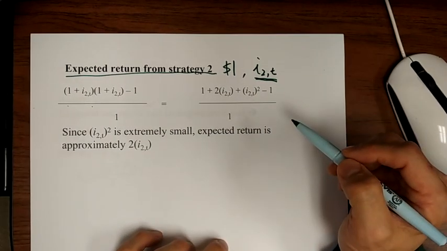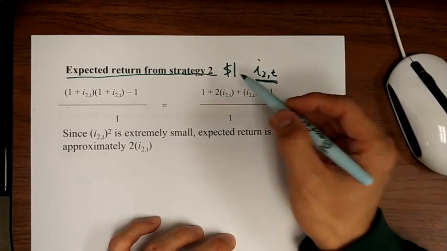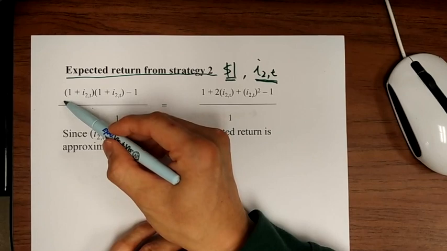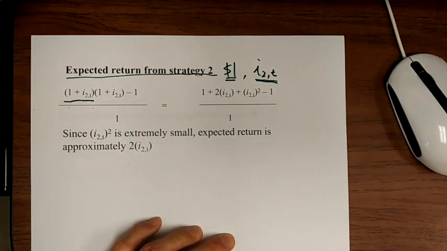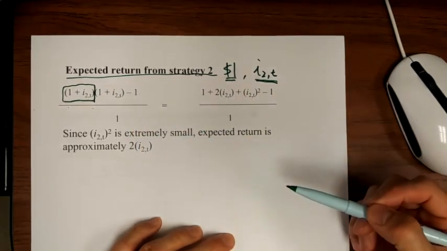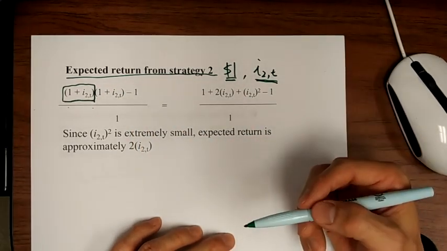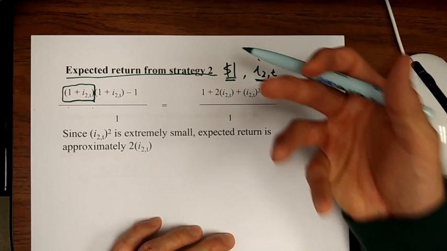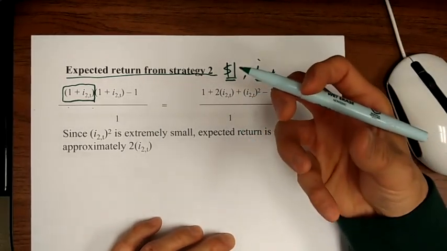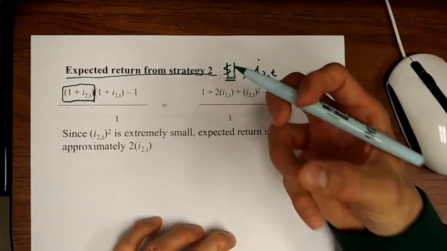1 year later, how much money would you have if you invest $1 initially? The answer is 1 times 1 plus I1t. This is the money you will have 1 year later. But you cannot get the money out. You earn another round of interest. And what is the interest rate that you are going to earn?